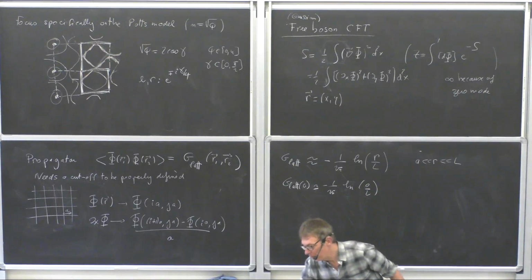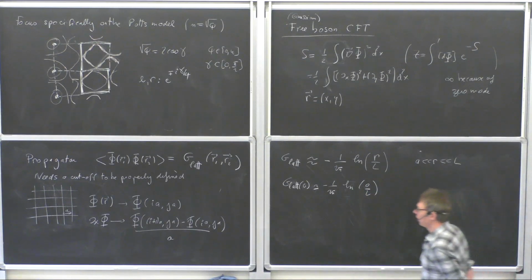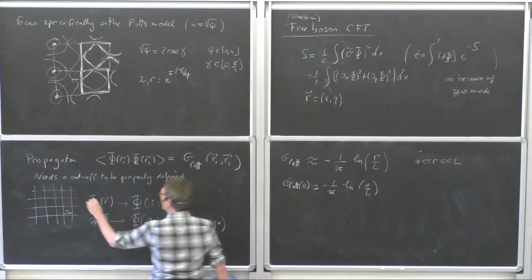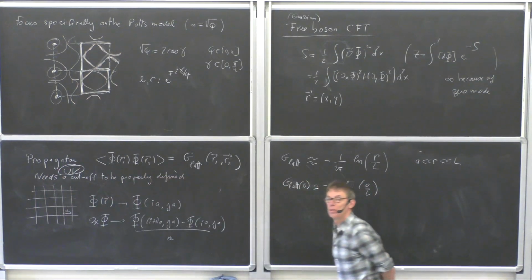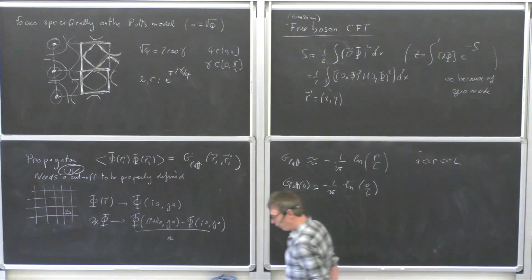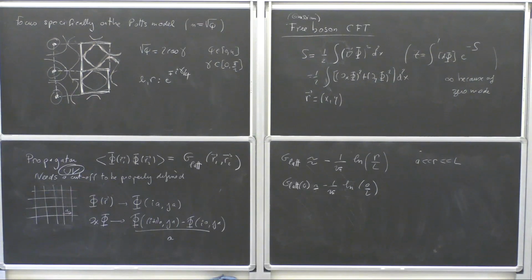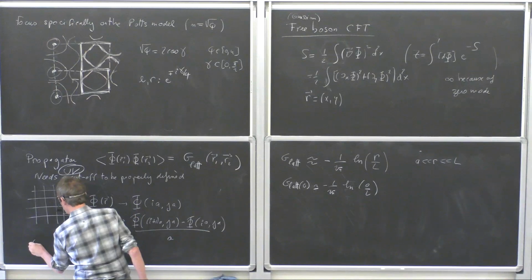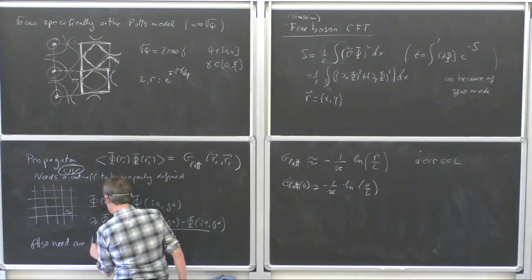So it so happens when you do the calculation that not only do you need a UV cutoff, but you also need an infrared cutoff in this theory. This is just the way it is. If you put the theory on an infinite system, the propagators will be infinite. So not only do you need a UV cutoff, you also need an infrared cutoff.